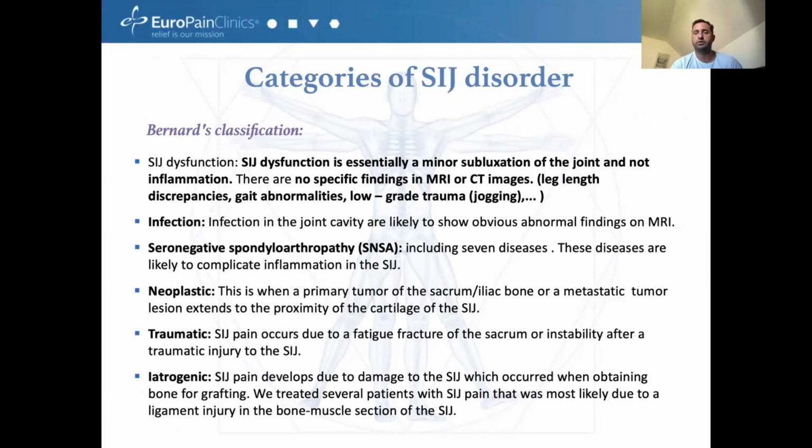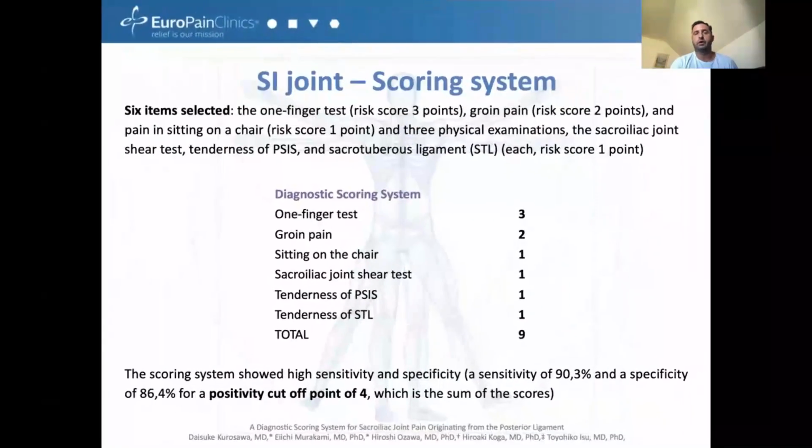So you will not find anything on your MRI. You will not find anything on CT. It's mostly caused by leg length discrepancy, gait abnormalities, low-grade trauma like jogging, things like that. Then, of course, you can have infections, spondyloarthropathy, neoplastic tumor problems, trauma, or even iatrogenic causes, because of SI joint damage during obtaining the bone graft, for example. But all those things are much less likely to happen than SI joint small dysfunction.